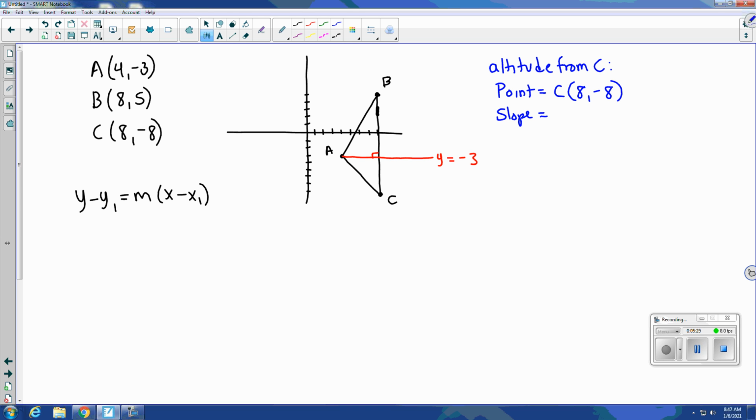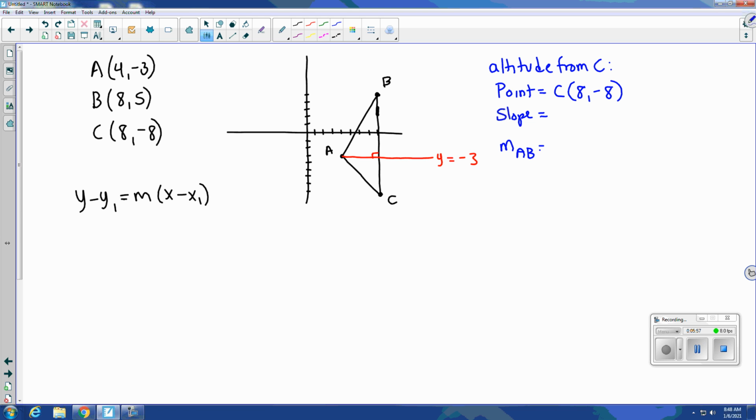Well, we know that the altitude from C should run perpendicular to side AB, even if that has to be extended. So therefore, because I have the points for AB, I can find the slope of AB and then find the slope that should run perpendicular to that, which would represent the slope of the altitude from C. So we're going to want to find the slope for AB first.